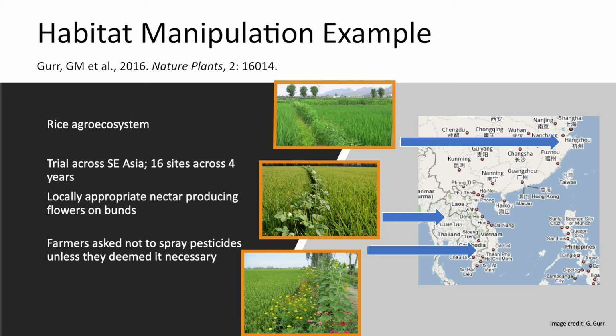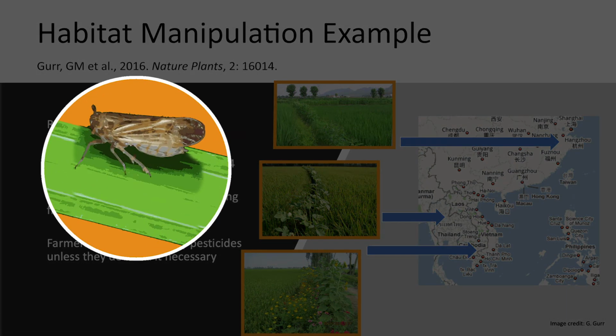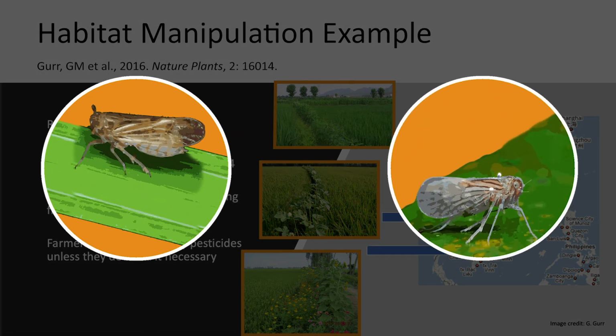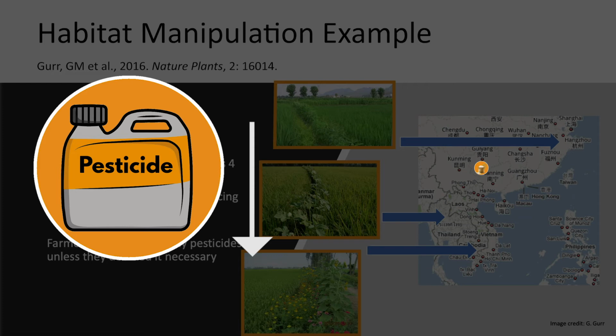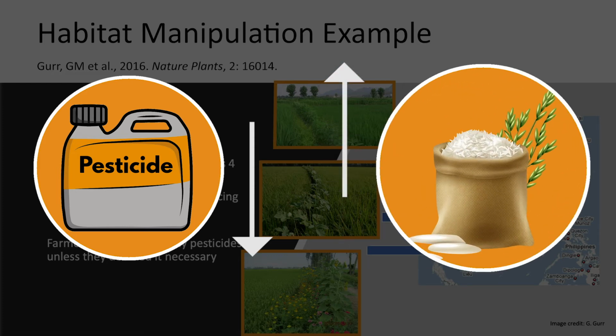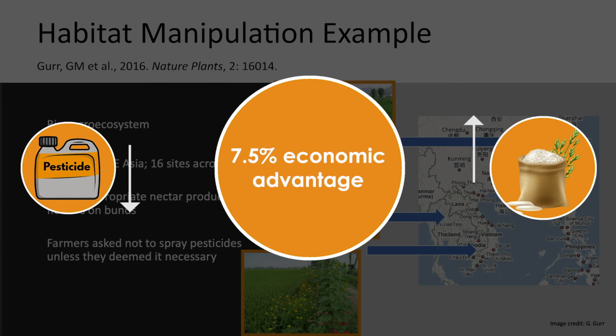The results revealed that this relatively straightforward and inexpensive intervention significantly reduced populations of two key pests, the rice brown planthopper and the whitebacked planthopper. Insecticide applications were reduced by 70%, grain yields were up by 5%, and this delivered an overall economic advantage of 7.5%.